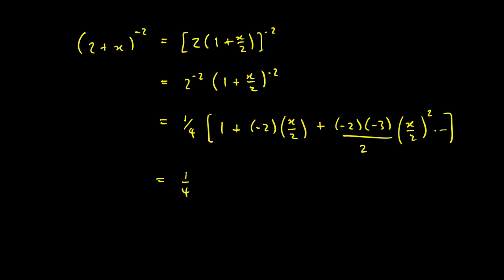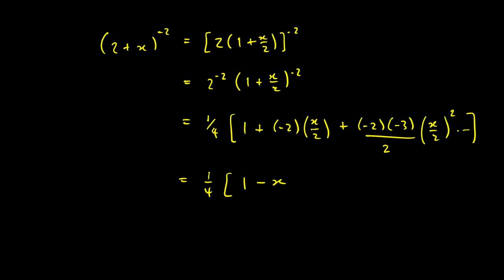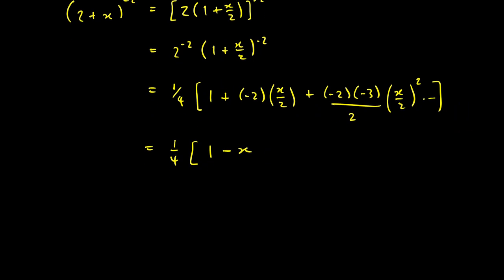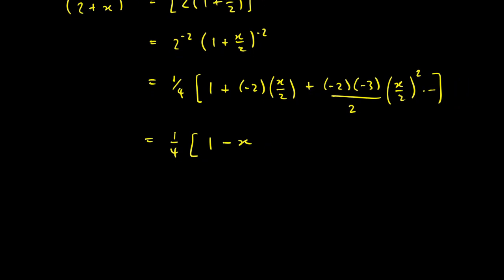Now, if I simplify this, I'm going to get a 1 here. That's going to become minus x because the 2's cancel out. I've got negative 2 times negative 3 is positive 6, divided by 2 is positive 3, and then x upon 2 all squared is x squared upon 4. Okay, and then I will expand this. I get a quarter minus a quarter x plus 3/16 x squared plus dot, dot, dot.